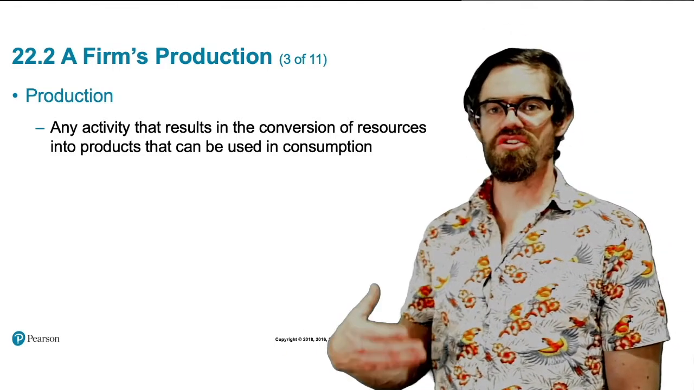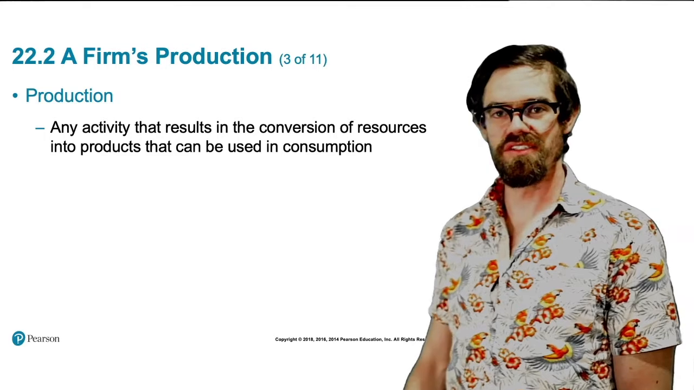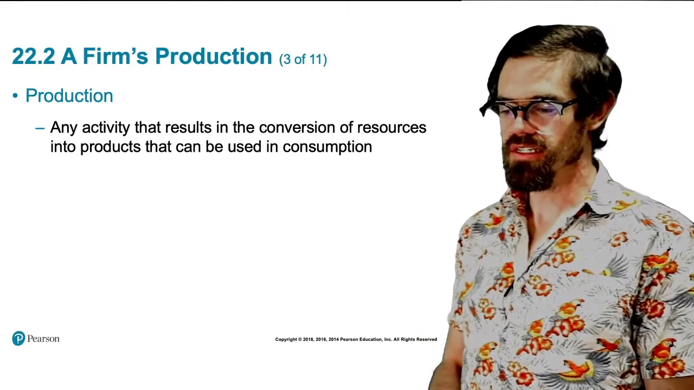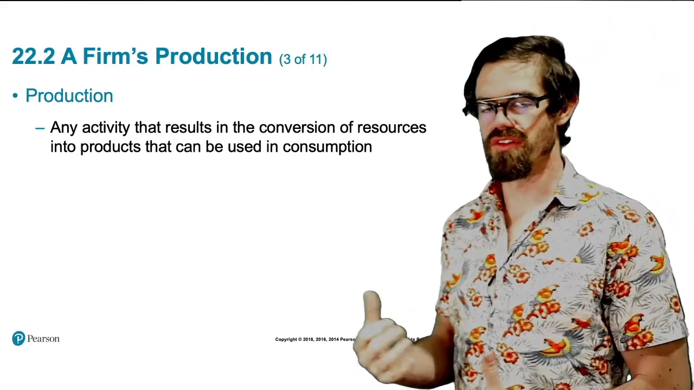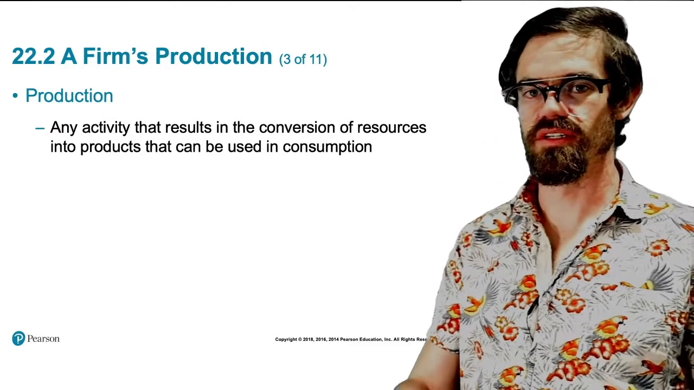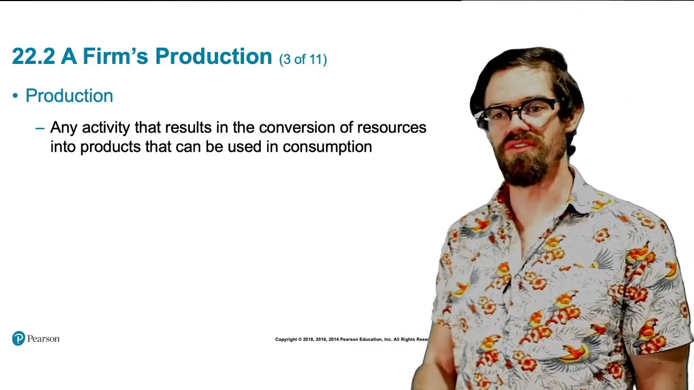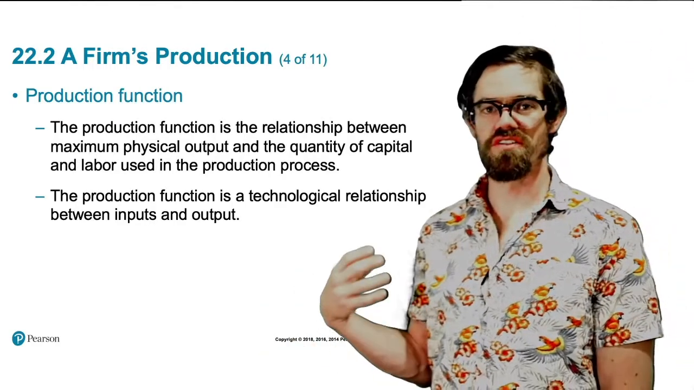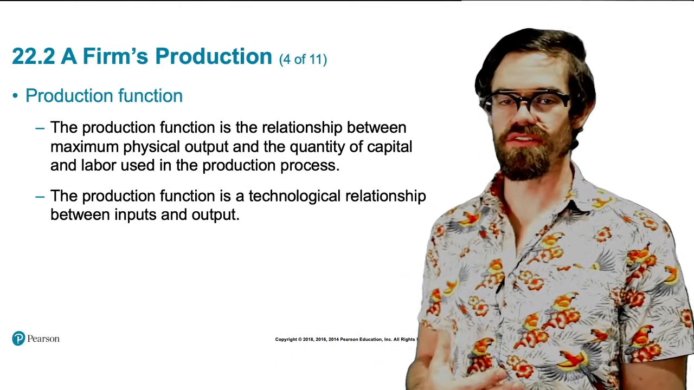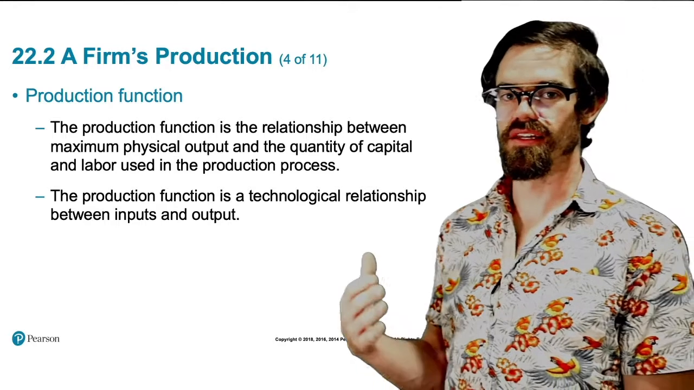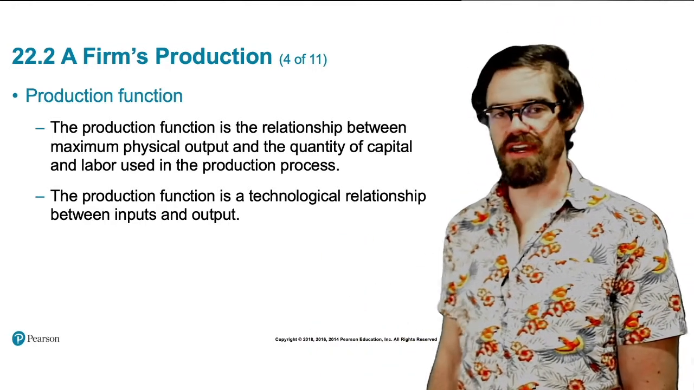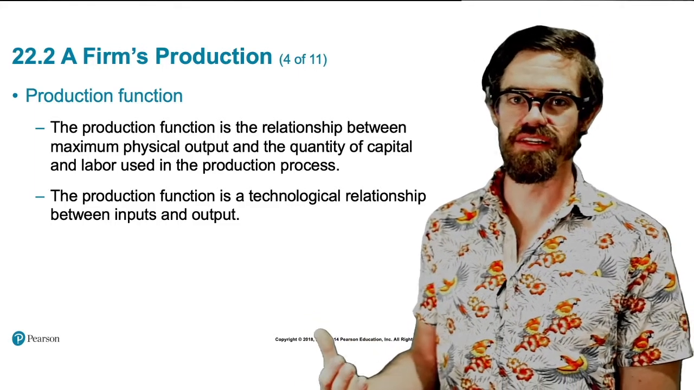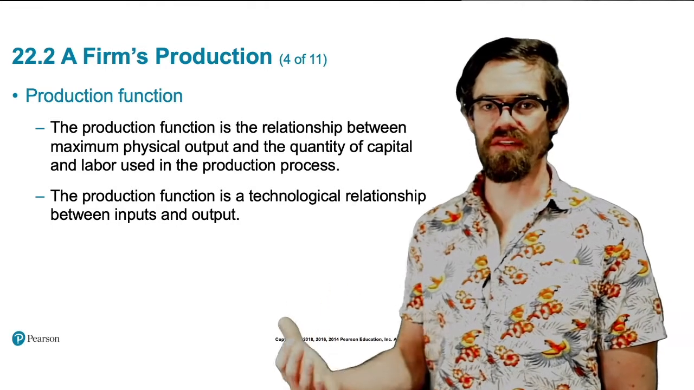All right, so let's be sure that we understand what production is. It's simply any activity that results in the conversion of resources, in this case capital and labor, into products that can be used in consumption. So that's what we mean when we talk about production. It's simply converting inputs into outputs that can be consumed. And so the production function is just telling us about this relationship that exists between inputs and the output that is produced. In fact, it's telling us the maximum amount of output that can be produced given some amount of capital and labor in our case.